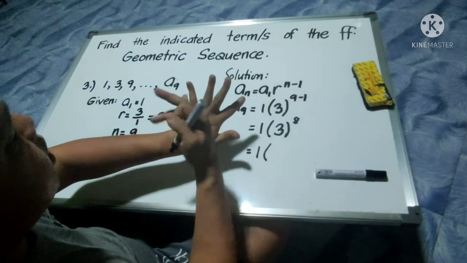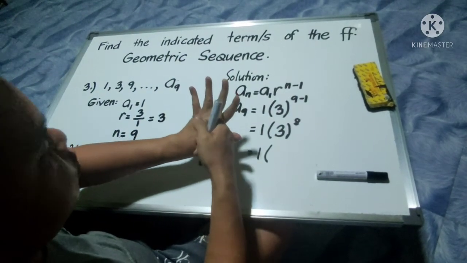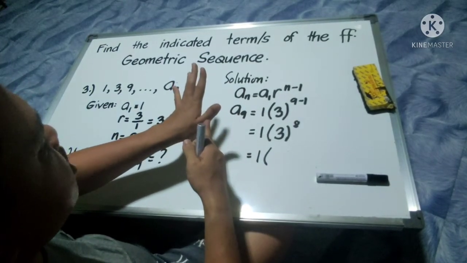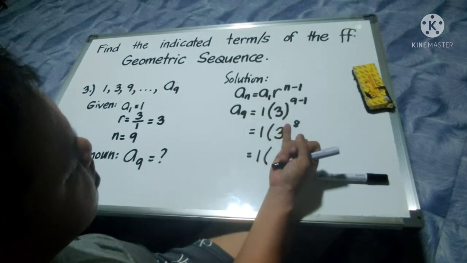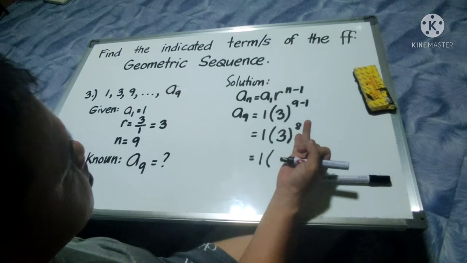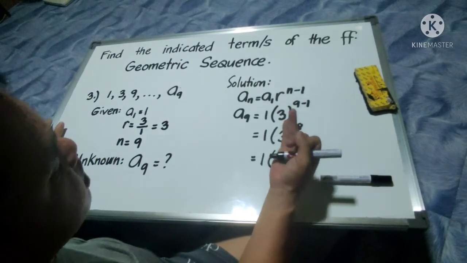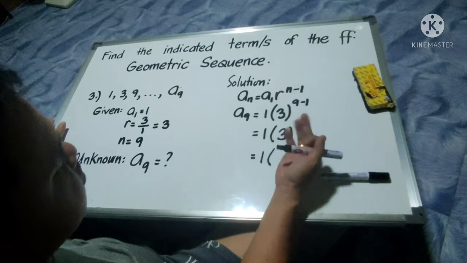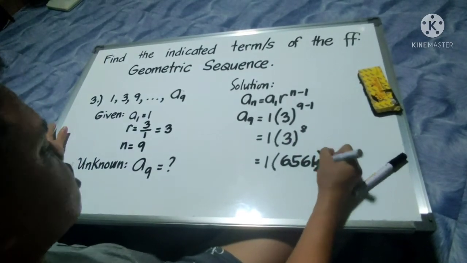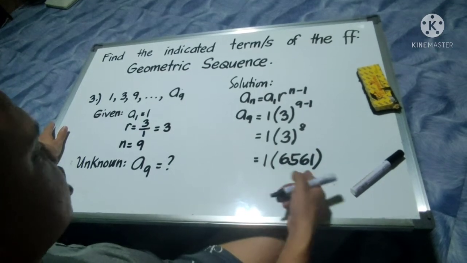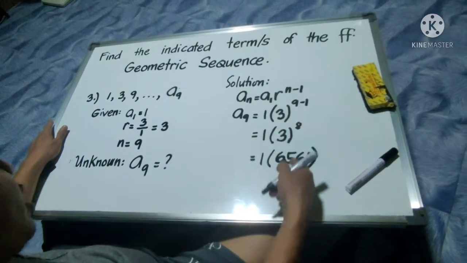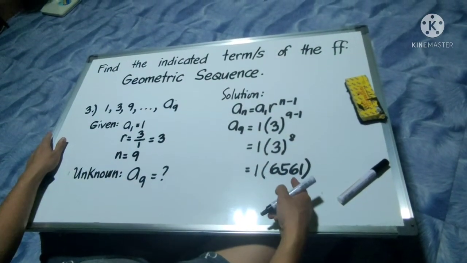Okay? So 3 times 3 is 9, times 3 is 27, times 3 is 81, times 3 is 243, times 3 is 729, times 3 is 2187, and then times 3, you will have 6561. You can also check it in your calculator. Just multiply 3 by itself 8 times, just to make sure that we'll get 6561.